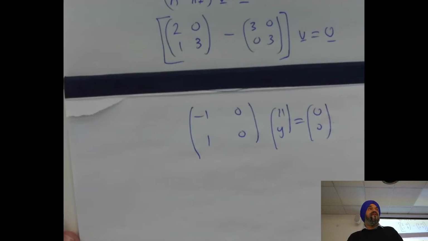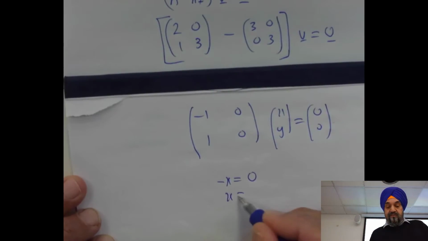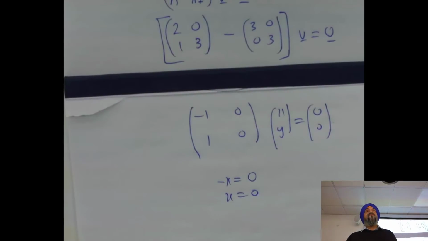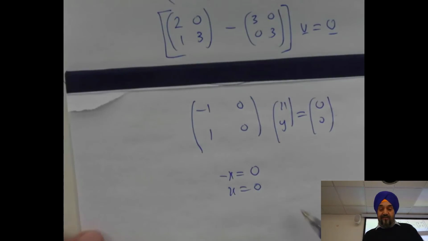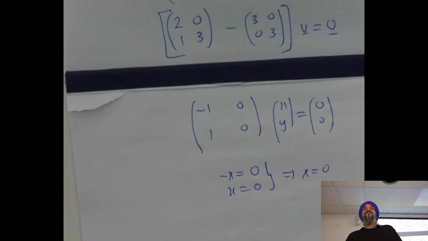What's going to be an eigenvector for this? What do you actually need? Think about it. Okay, let's put the first one down. Minus x is equal to 0, so x is equal to 0. What's that going to force x to be? X has got to be 0. This implies x is 0. What about y?